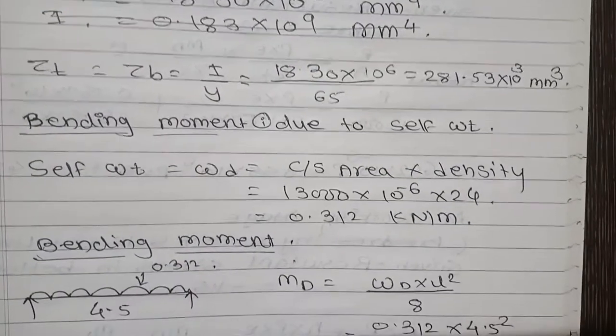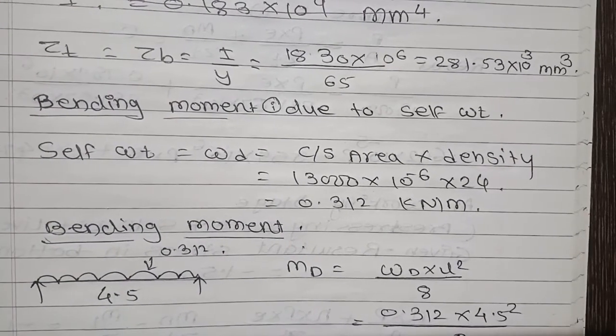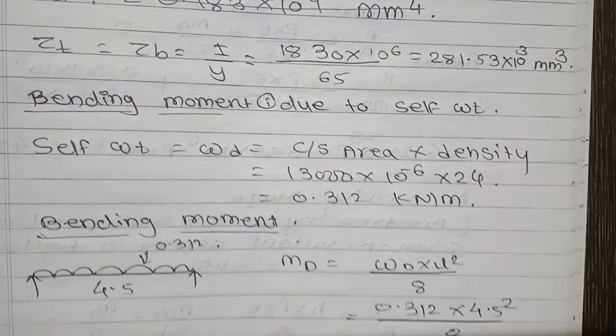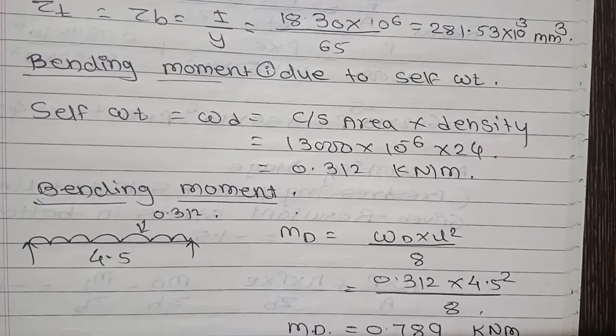Now, bending moment due to self-weight. First of all, find the self-weight of the beam. We know how to find the self-weight of the beam. First of all, write the formula, that is self-weight WD equals cross-sectional area into density of concrete. We know the density of concrete, that is 24. That's why the cross-sectional area is 13000 into 10 raised to the power of minus 6 into 24. We got self-weight, that is 0.312 kilonewton per meter.